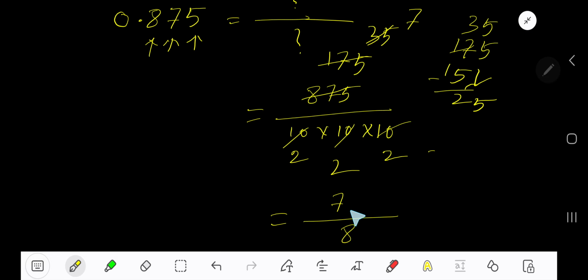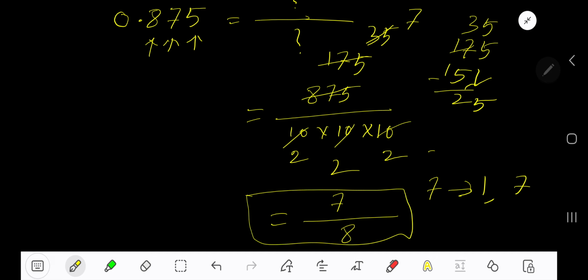So look, this 7 is a prime number as it has only two factors, 1 and 7. So the common factor between 7 and 8 will be 1, as 7 is a prime number. If you get one prime number, then you can think that the common factor will be 1. So we can say that this is the simplest form.